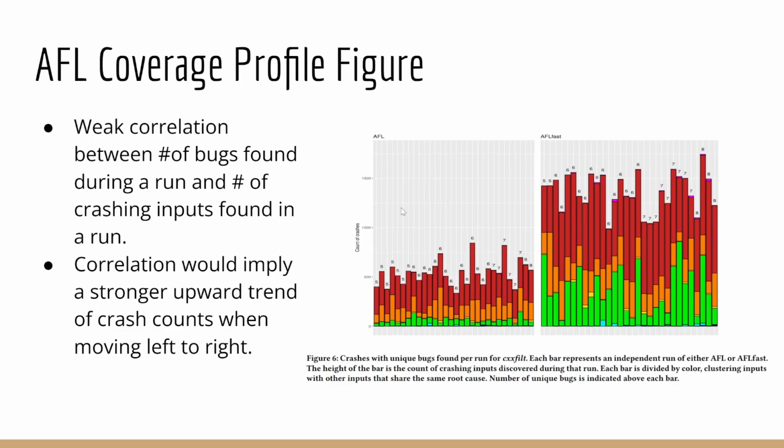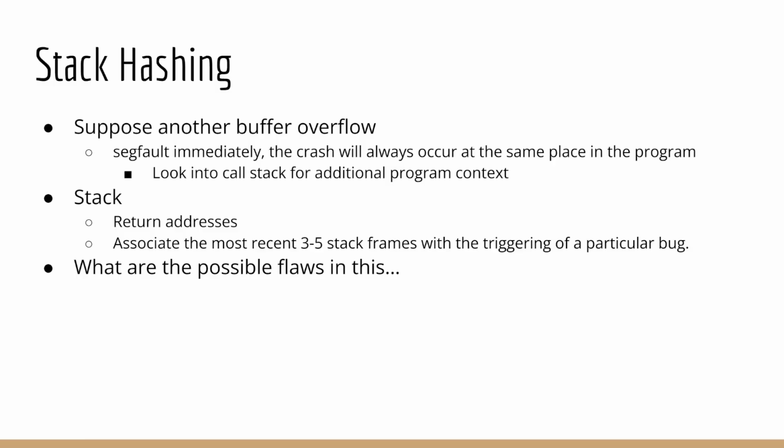So there's a weak correlation between the number of bugs and the number of crashing inputs found during a run. So the paper says AFL coverage profile might not be the best sort of metric, and this is why they emphasize finding the ground truth number of distinct bugs.